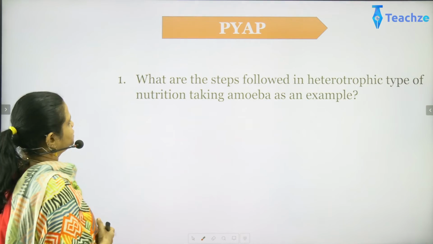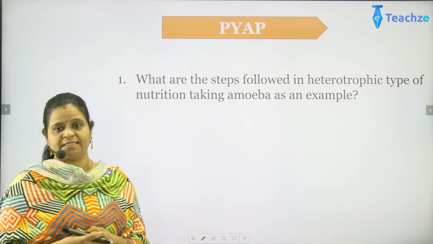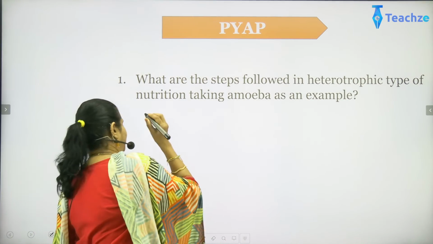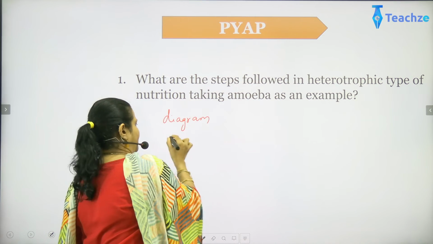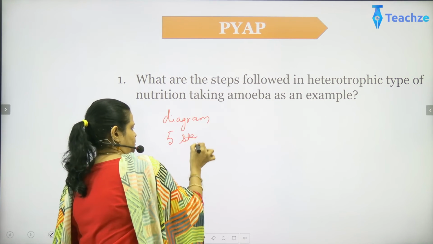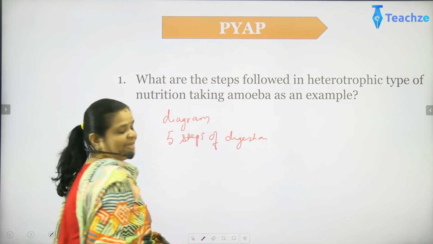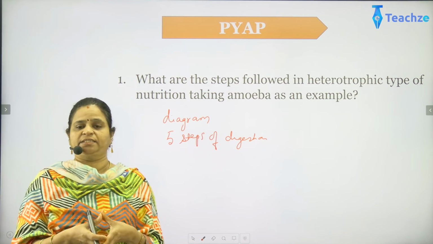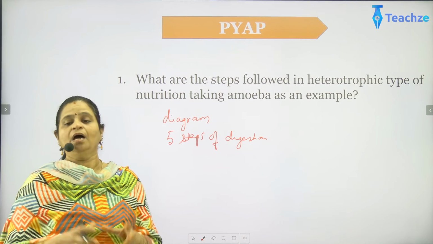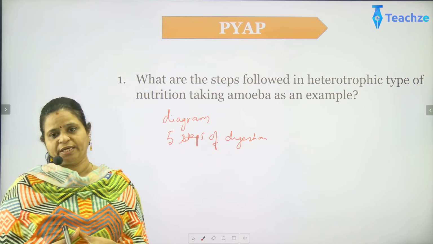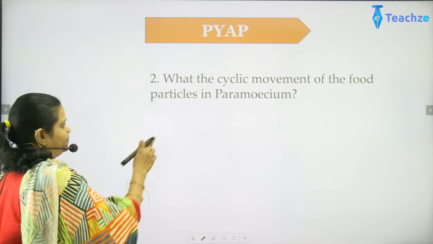Now coming to the other question: what are the steps followed in heterotrophic type of nutrition? Taking amoeba as an example, you will have to draw a diagram of amoeba showing the following steps. What we saw, the 5 steps: ingestion, digestion, absorption, assimilation, and egestion. You will be drawing the diagrams and explaining how it actually happens with the help of pseudopodia as well as the contractile and the food vacuole. That will be the answer for that.